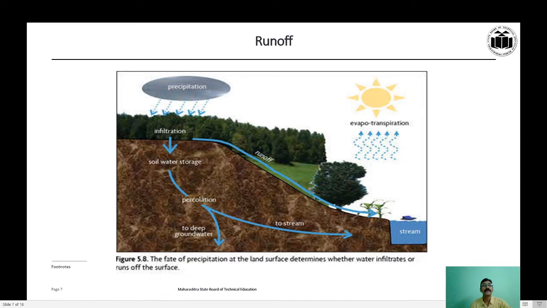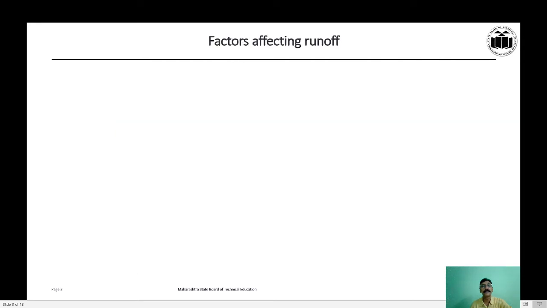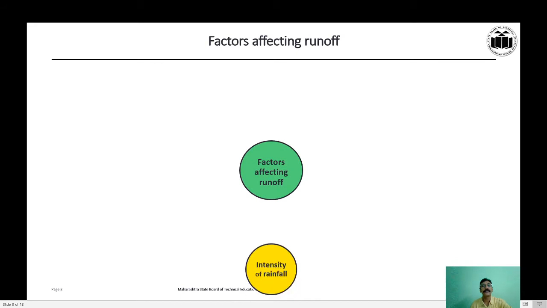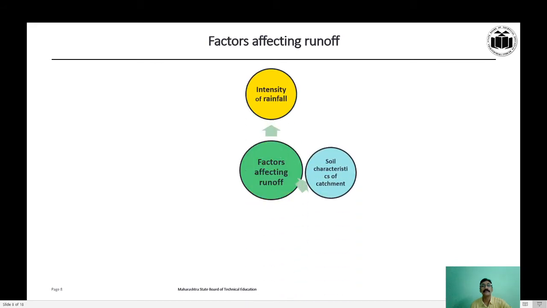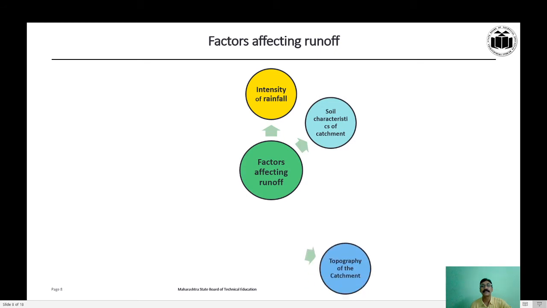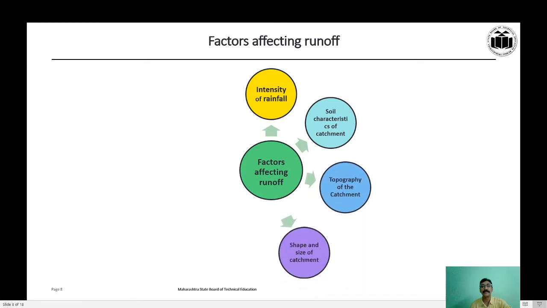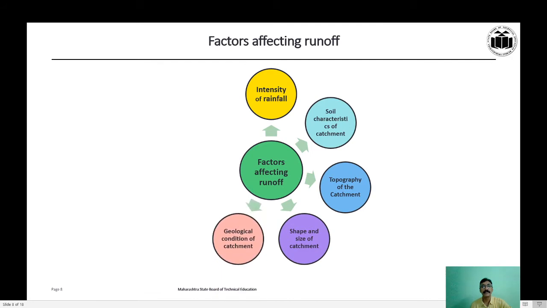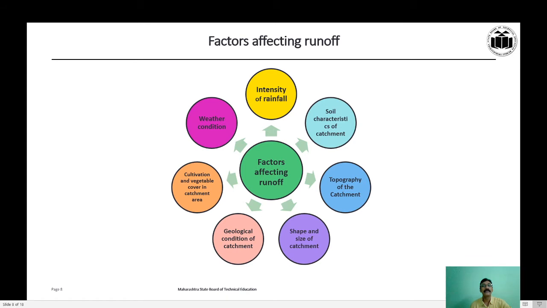These slides show the precipitation in the form of rainfall. Some losses are there, infiltration losses, and the water flows above the ground surface, joins streams, rivers, and nalas. Factors affecting runoff. The factors which affect the runoff are intensity of rainfall, soil characteristics of catchment, topography of the catchment, shape and size of catchment, geological condition of catchment, cultivation and vegetable cover in catchment area, and weather condition.